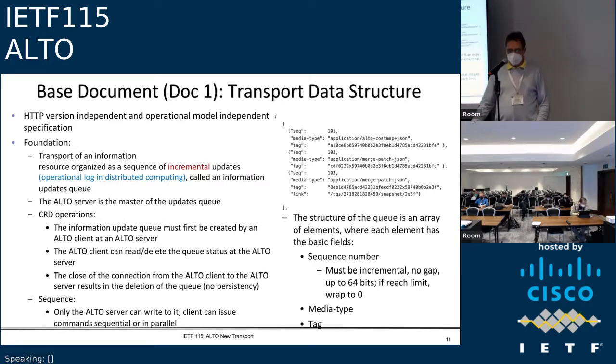Here is a short recapitulation of what is based in document one. In document one, for example, we have the definition of the transport of information, and the incremental updates are described there. The Alto server is the master of the updates. We have, as mentioned before, the CRUD operations. When using this document, we are related to strict sequencing, and only the Alto server can write to it, and the client can issue commands sequentially or in parallel. So that is the basic stuff that we have discussed so far. The sequence number is up to 64 bits as described here, and the structure is pretty similar to what we have discussed so far.